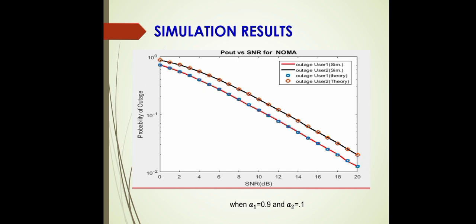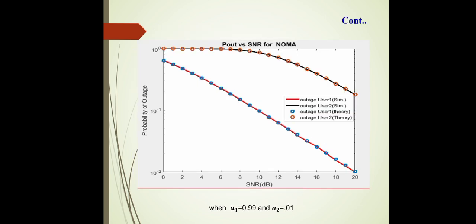In the MATLAB simulation result, we have the two factors A1 and A2 given for user 1 and user 2. For user 1 we have given the larger power fraction, that is A1 equal to 0.9 and A2 equal to 0.1. We can easily see that user 1, denoted by the red line, has the lower outage probability, in comparison to user 2, which has been given the smaller power fraction and has the higher outage probability, denoted by the black line.